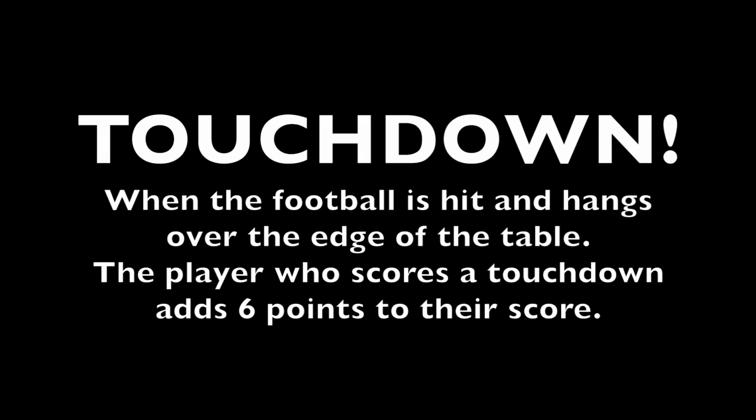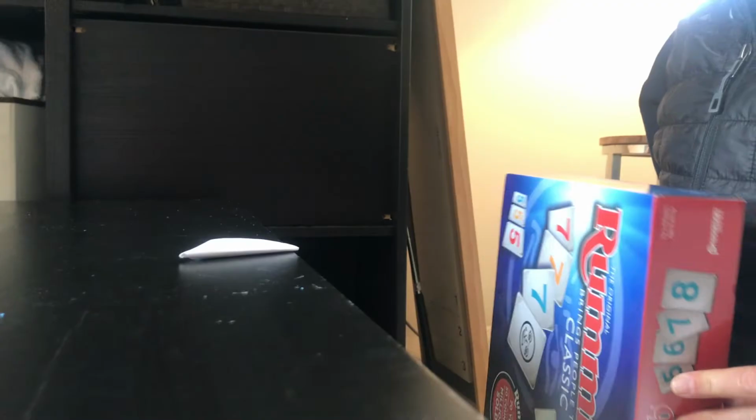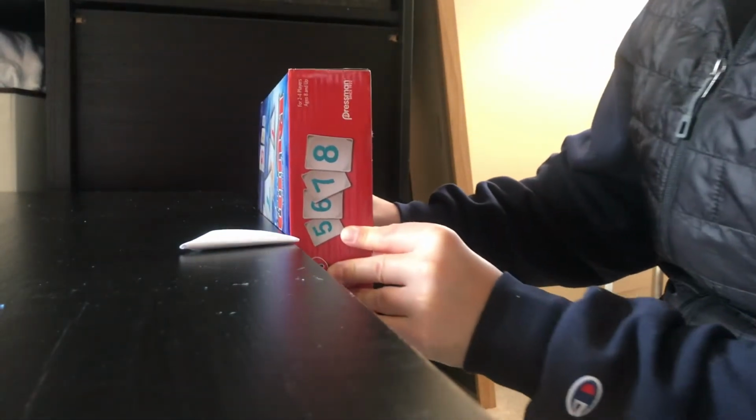A touchdown happens when the football is hit and it hangs over the edge of the table. Each touchdown is worth 6 points. You can check to see if it's a touchdown by flicking the football up in the air. Then you know it hung over the table. If it's too close to call, you can grab a flat object and slide it along the edge to see if it moves the football.